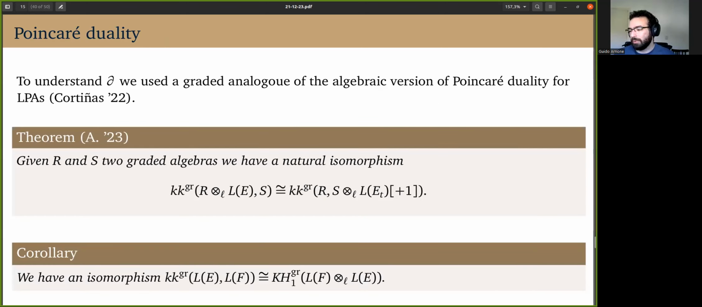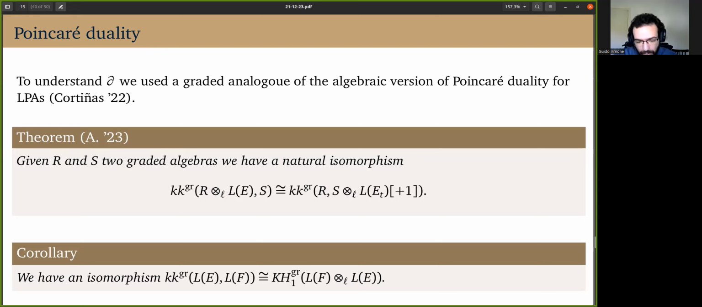The first one is the one I'll be less specific about. So to understand this complicated map partial, the main thing was to have a graded analog of an algebraic version of so-called Poincaré duality for Leavitt path algebras. So I think if Willie's in the audience, maybe he knows the original reference, but there is a sort of Poincaré duality statement for graph C-star algebras. Then recently he adapted it for Leavitt path algebras in the ungraded setting, and we actually needed an improvement in graded bivariant K-theory.